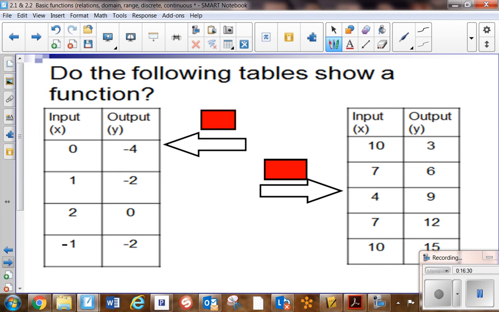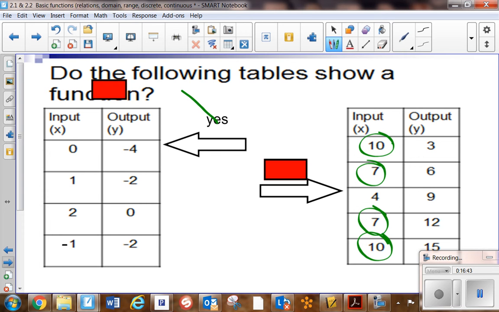Because I don't have any repetition here at all. So yes, that's a function. How about the next one? No. Yes, so. Because the 10's a two-timer, and so is the 7. Good guess.